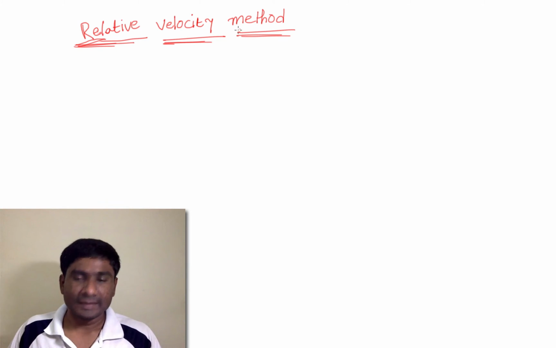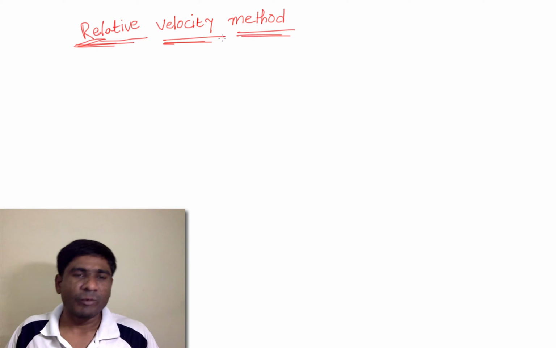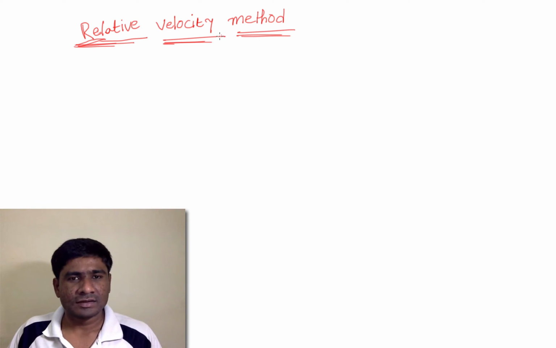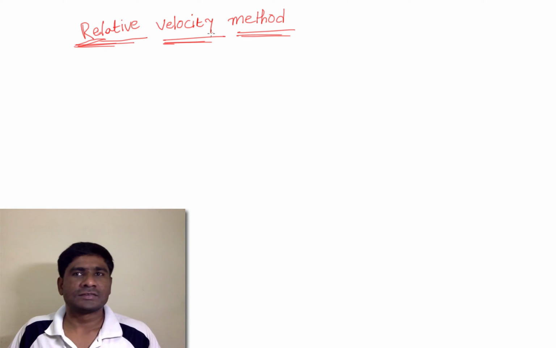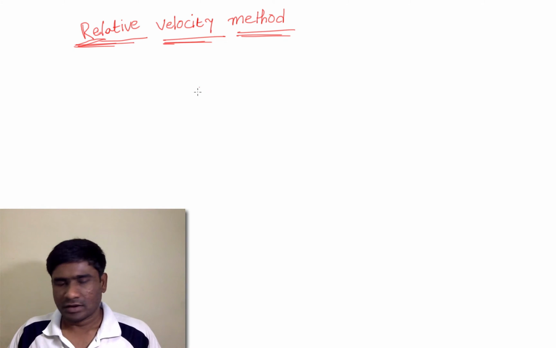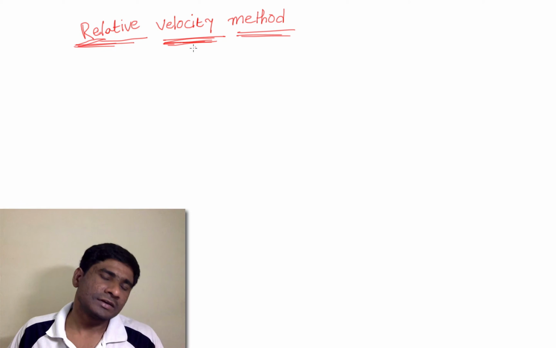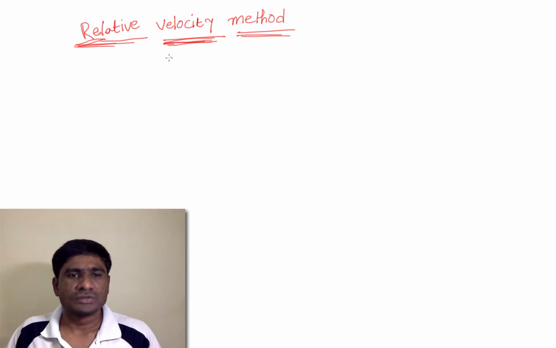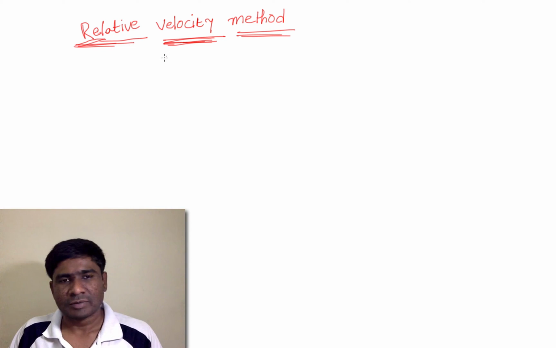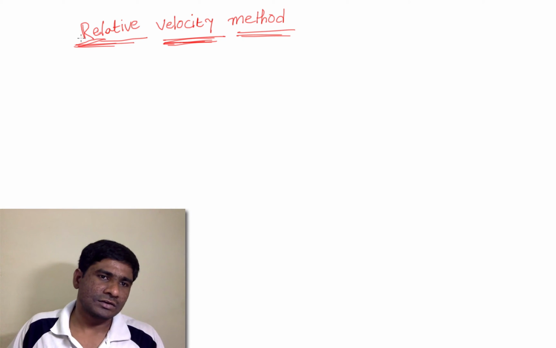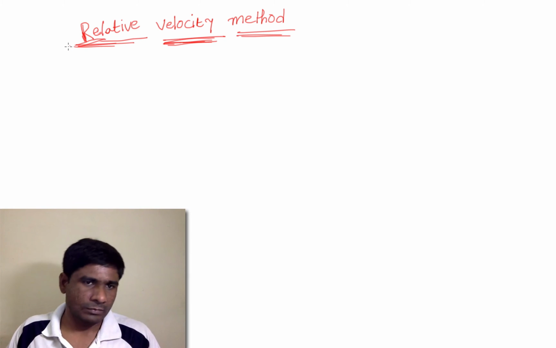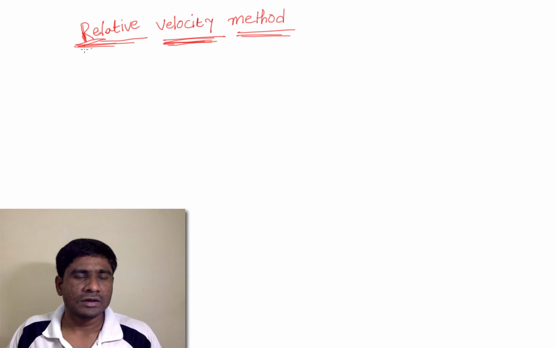In the previous session, we have seen the instantaneous center method to find out the velocity of different mechanisms. And there we also applied the same instantaneous center for different previous year questions, especially from the GATE examination. And in this session, we are going to find out the same velocity for the mechanisms using a different technique, that is the relative velocity method.